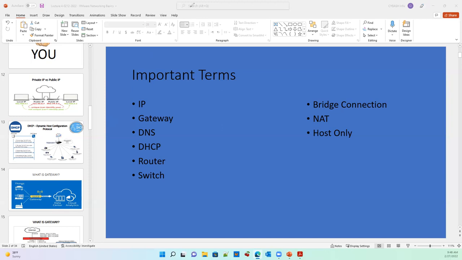Let me ask you, we have a question: would NAT be a device, gadget, or cable? So NAT is software, just like a DHCP server. It's like a service inside the router. It's not a standalone device. It cannot be a standalone device. It's just part of the router, part of your router.